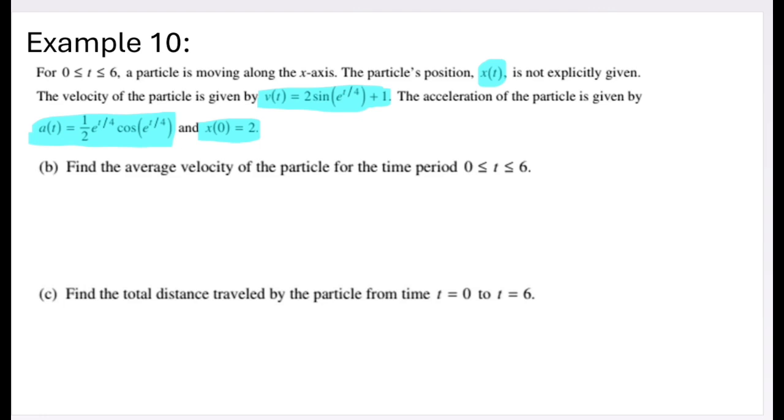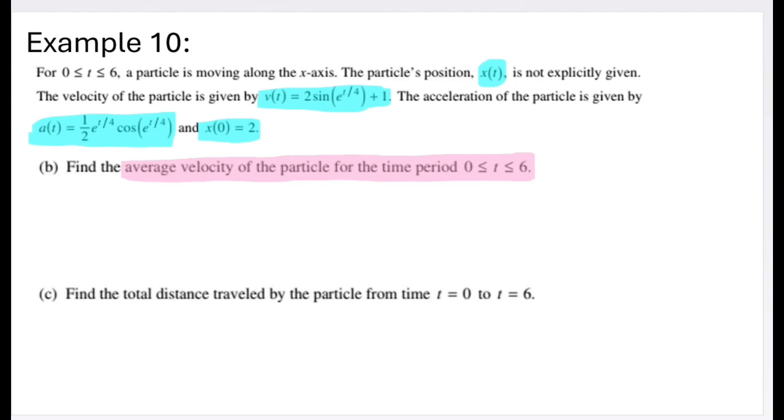Now, we're only looking at parts B, C, and D for this free response question. So we might not use all the information, but we'll use what we need to answer the question. The first question says find the average velocity of the particle for the time period 0 ≤ t ≤ 6. So technically we're finding the average value of the velocity.